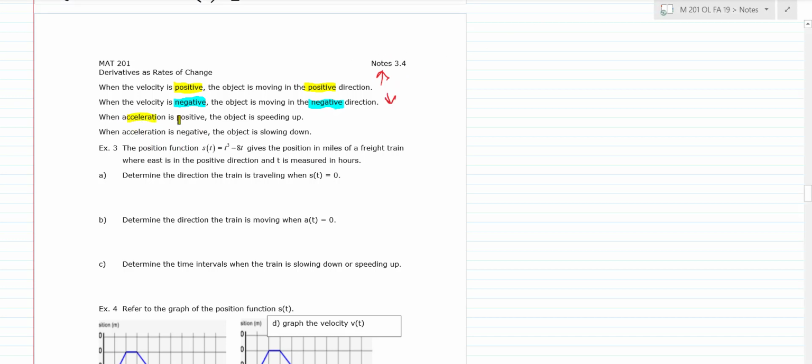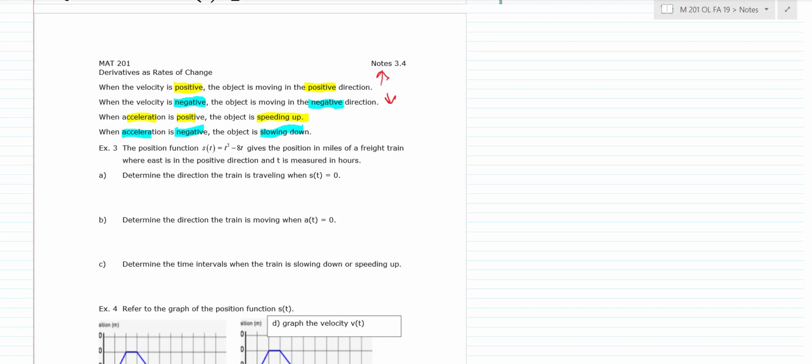Okay, and then acceleration works like this. If acceleration is positive, it just means the object is speeding up. When you press your accelerator in your car, that causes the car's engine to rev up, and therefore your speed revs up. And when acceleration is negative, then you're slowing down. That would be like if you hit your brakes.